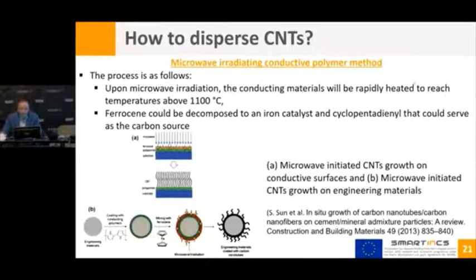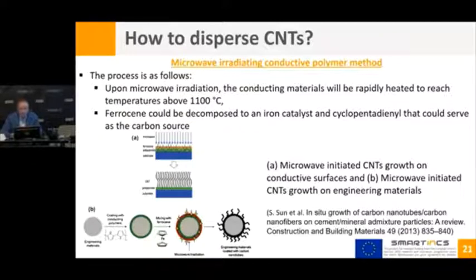Then another possibility, again, to grow carbon nanotubes directly onto the cement grains is to use a microwave oven. In this case, the cement grain is coated first with a conducting polymer, and onto this conducting polymer a catalyst is added, in this case ferrocene. Then they put the powder, treated in this way, into the microwave oven. The temperature rose up to 1100 degrees.